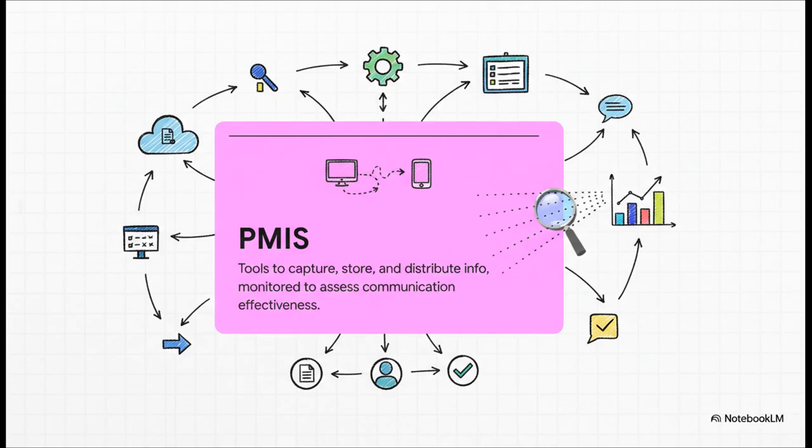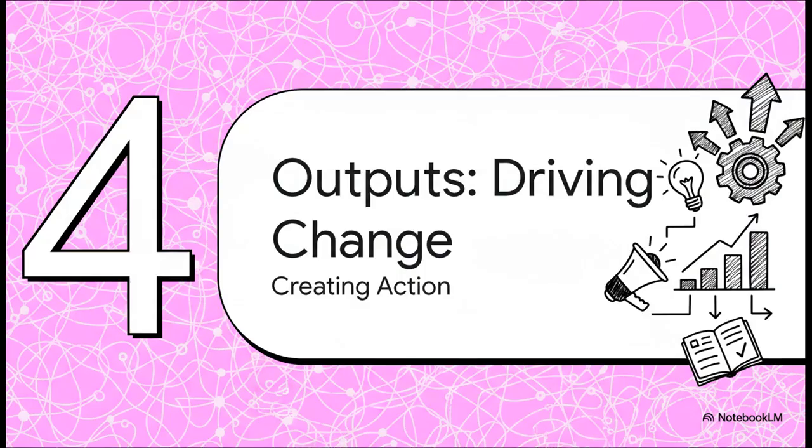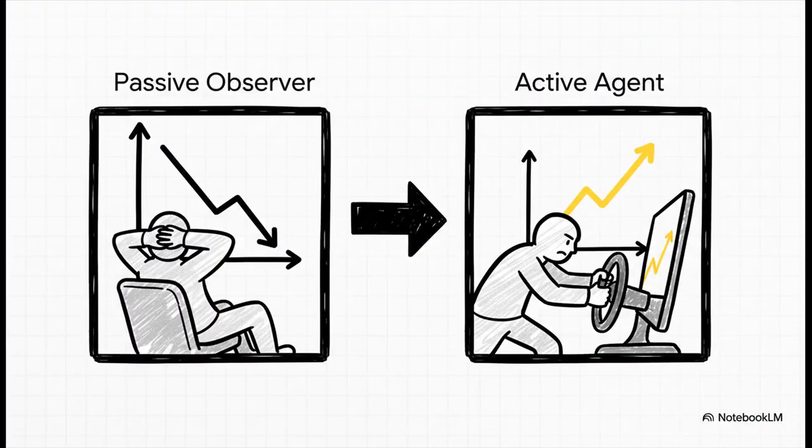Okay, so we've gathered our inputs, we've used our tools to analyze everything. This leads us to the most important part of all, the outputs. Because the entire point of monitoring is to create actionable intelligence that drives real, meaningful change on your project. This is really where the process gets all its power. You're making a shift. You're going from being just a passive observer of communication problems to becoming an active agent of influence, using actual data to justify and implement improvements.